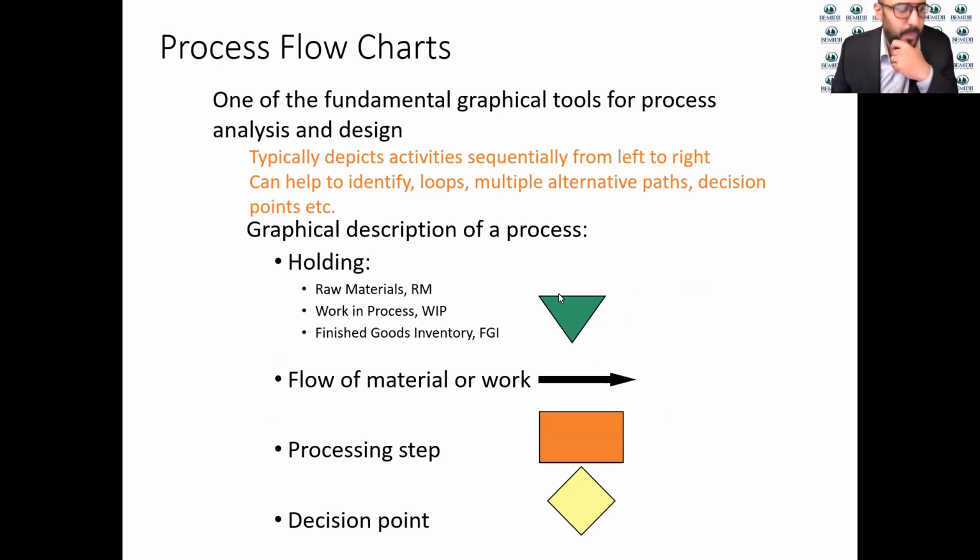So whenever we have a work in progress, we use this triangle. The flow of material we use an arrow, and a processing step would be a triangle. A decision point would be this diamond.